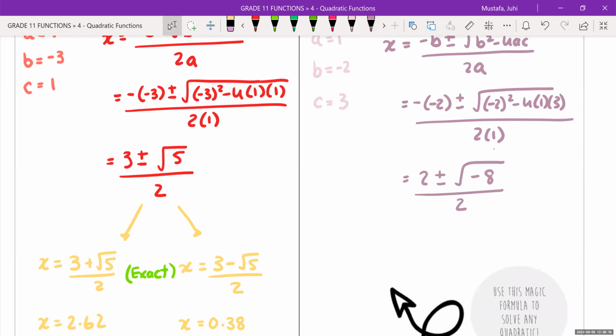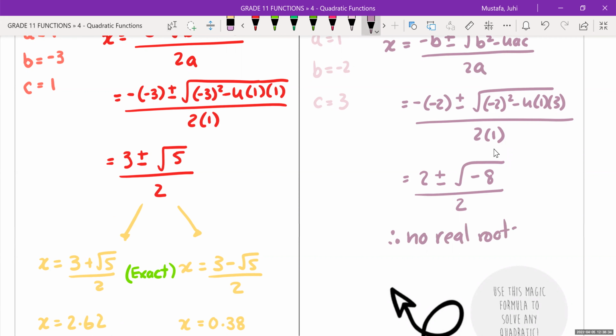So did you guys get something odd when you were solving this? You should have gotten something odd. Did anyone get a negative number inside their square root? Okay, if you were to put a negative number with your calculator, what would you find? It's an error. So therefore, the answer to this is there are no real roots.